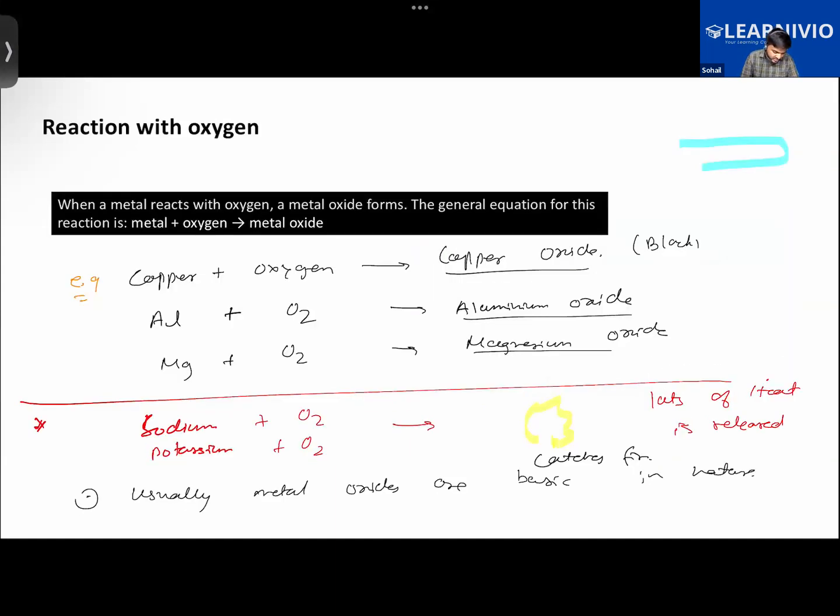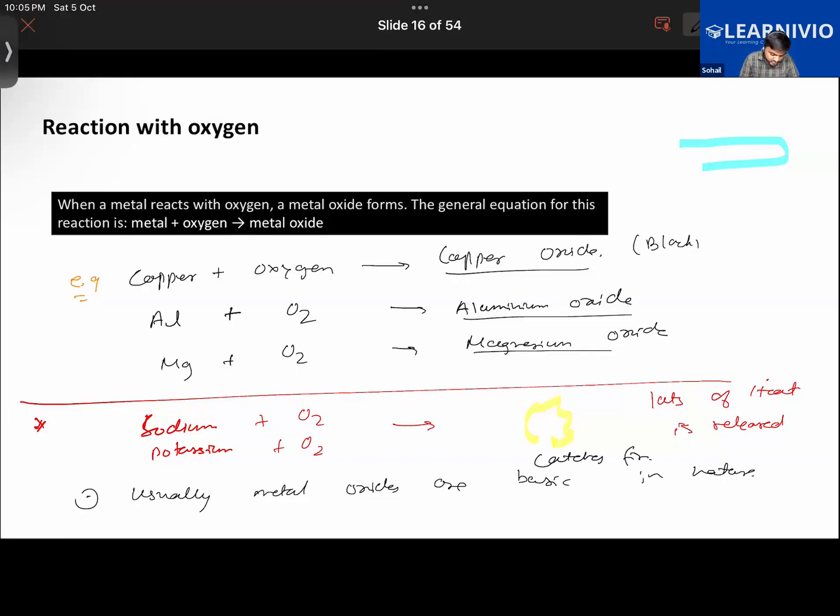When aluminum reacts with oxygen, it gives aluminum oxide. But it is going to react with both acids and bases to give salt and water. So although most of the metal oxides are basic in nature, we have exceptions to this, for example aluminum oxide.